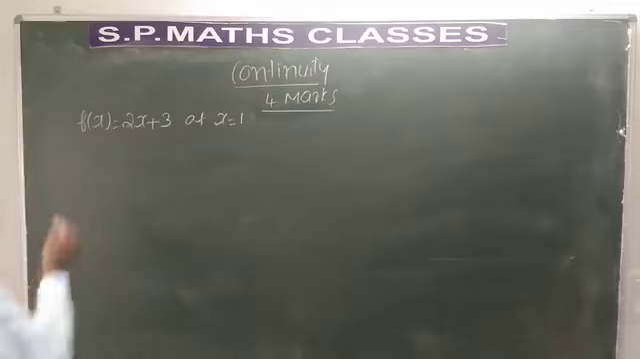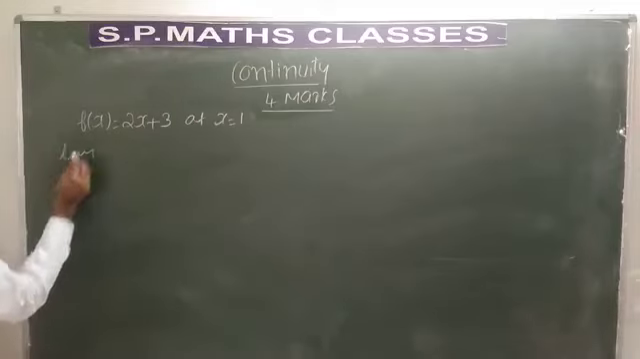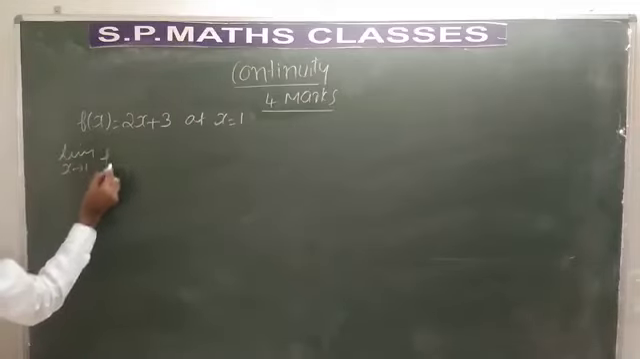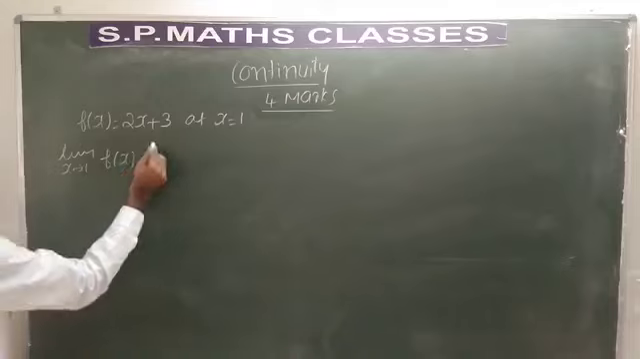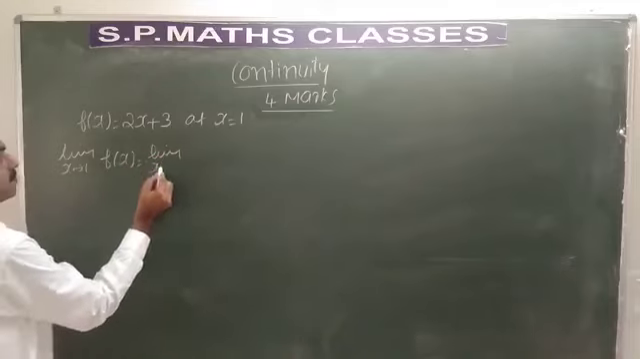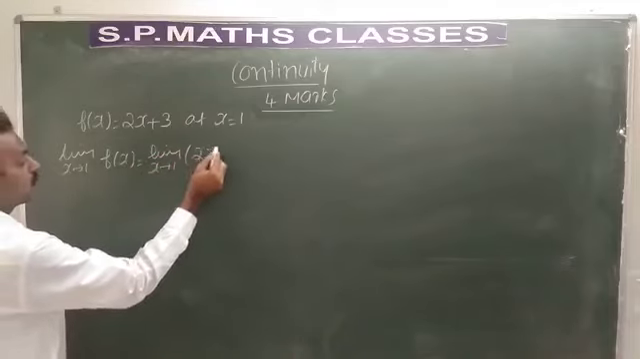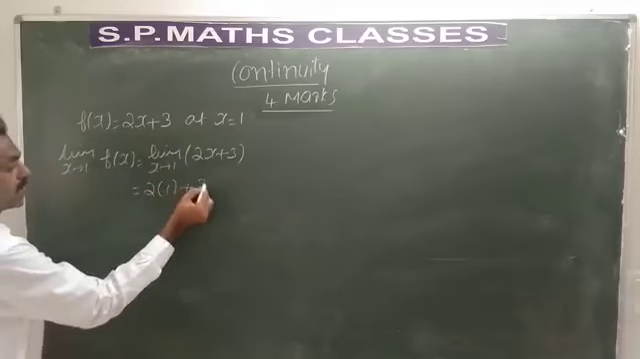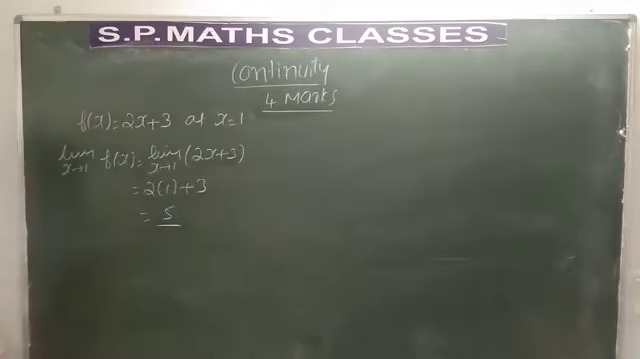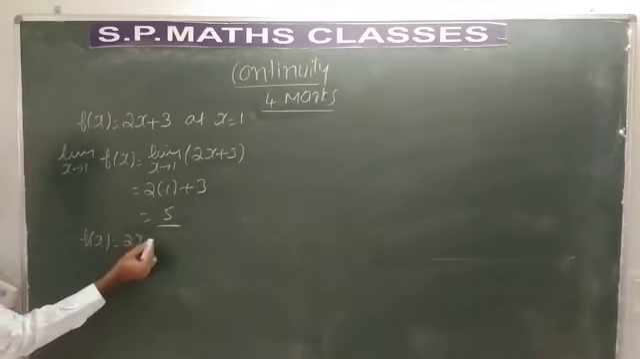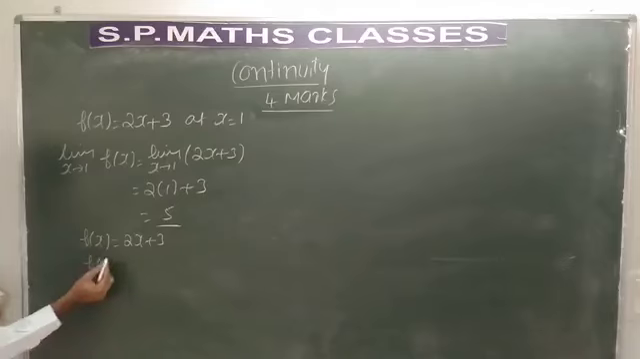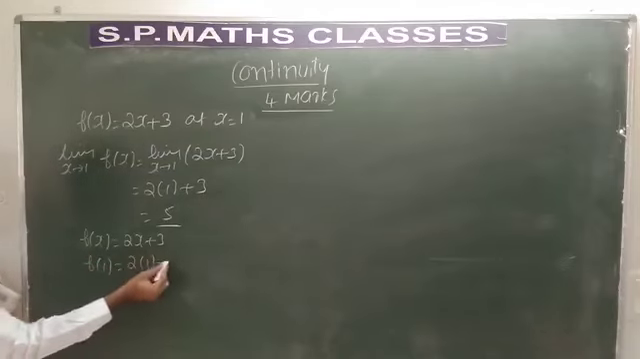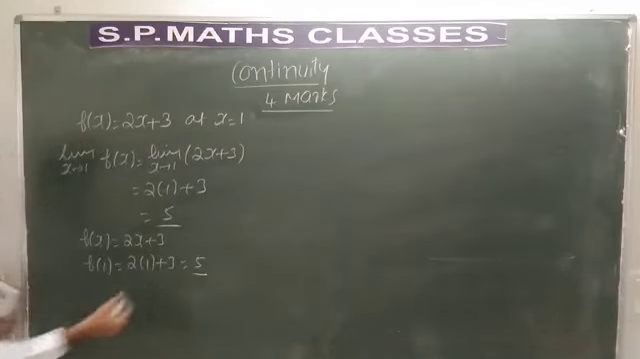So you take limit as x tends to 1 of f of x, and limit as x tends to 1 of f of x is 2x plus 3. What happens now? 2 into 1 plus 3. What is the answer you get? 2 plus 3, it is equal to 5. Now f of x is equal to 2x plus 3. F of 1 is equal to 2 into 1 plus 3, 2 plus 3 is equal to 5.